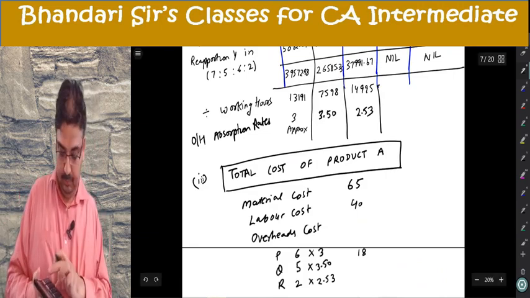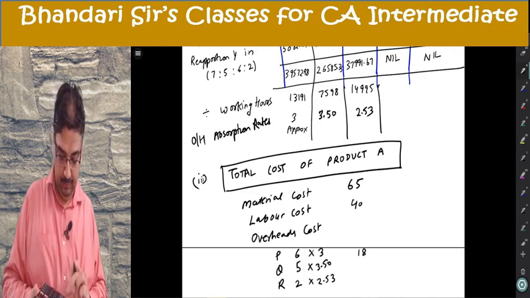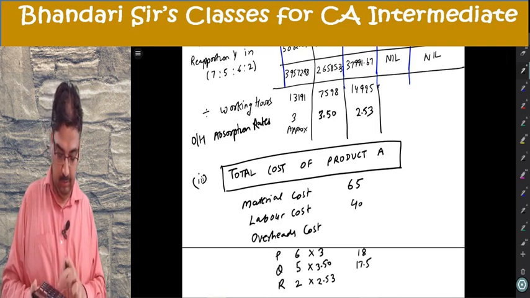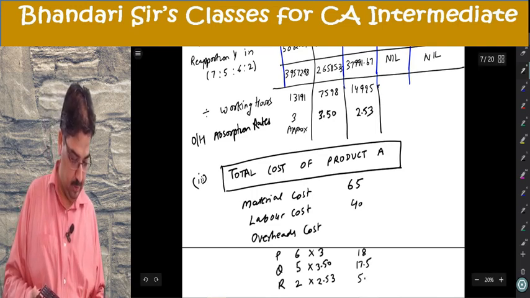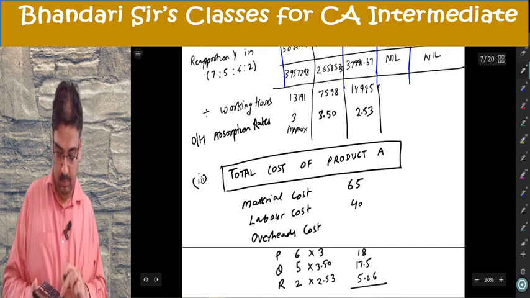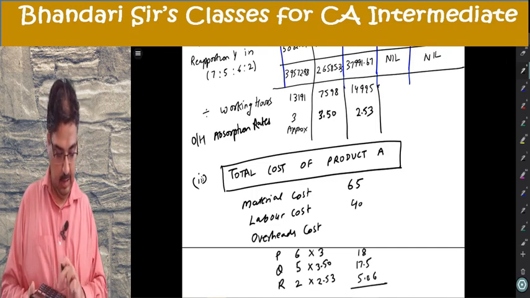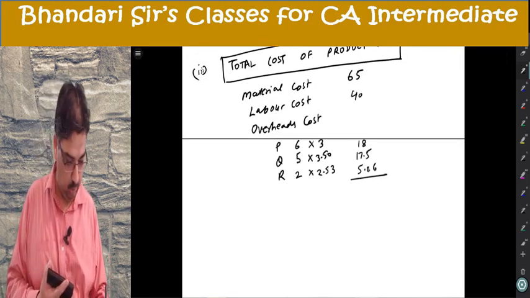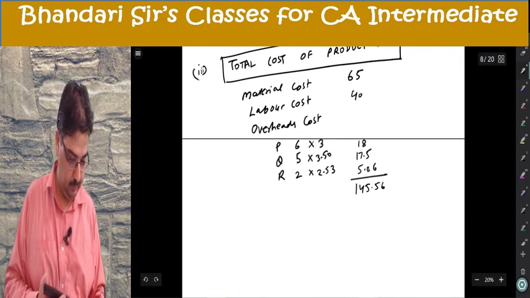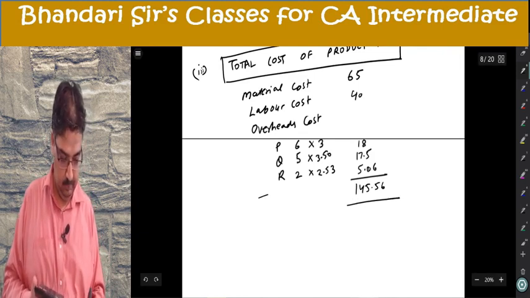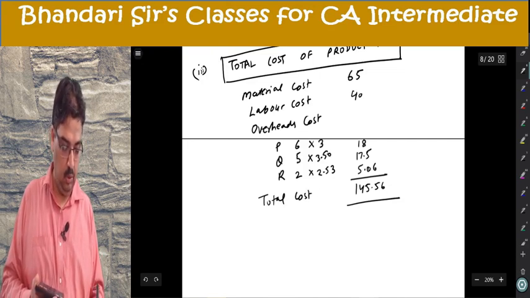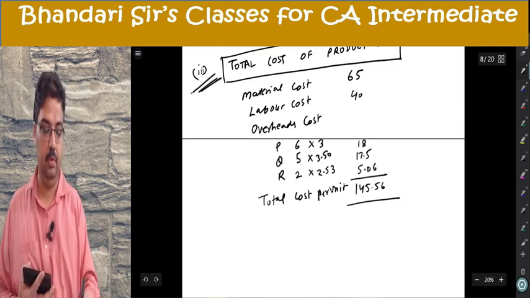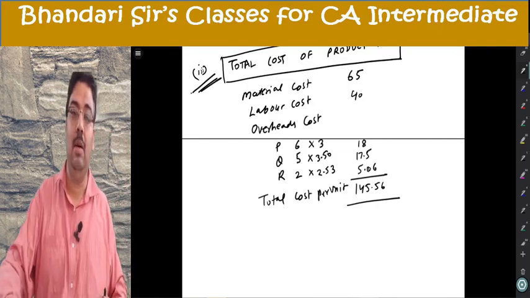18 here, 5 into 3.5, I'm having 17.5 here, and 2 into 2.53, I'm having 5.06, plus 17.5 plus 18 plus 105. I'm having 145.56 total cost. Total cost per unit. This is the part 3 of the question. So this way the question is complete here.